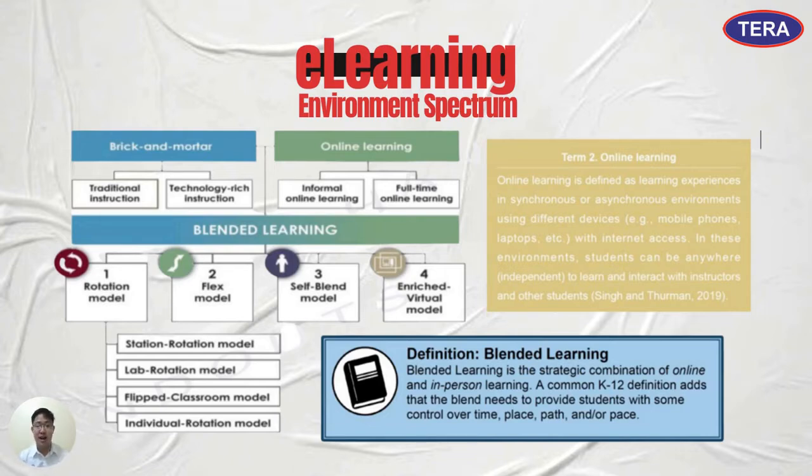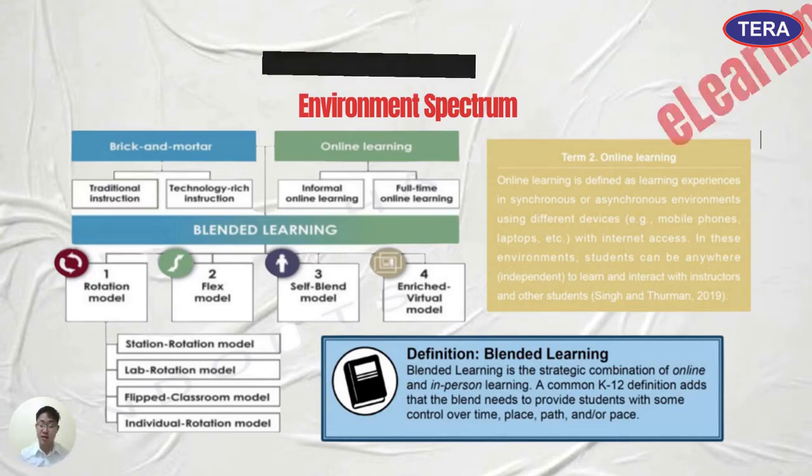Now, online learning is defined as learning experiences in synchronous or asynchronous environments using devices, whether mobile phones or laptops, with internet access in this environment. Students can be anywhere, and they can be independent, of course, to learn and interact with instructors and other students. Then, because of the shift in education, we came up with blended learning to cater to the needs of our students, because we have diverse students and they have diverse needs. Of course, we came up with the rotation model, the flex model, the self-blended model, and the enriched virtual model.